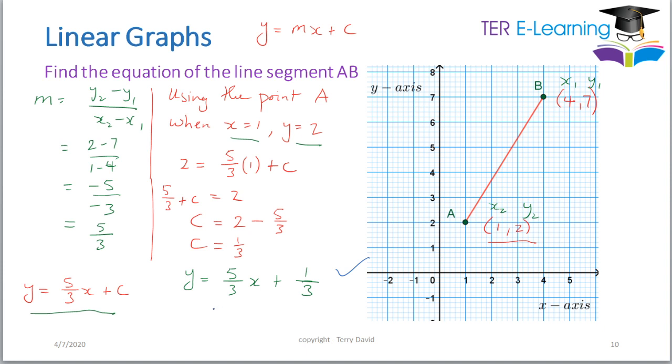Alright? So some of the students, what they do, they get rid of the fractions. One way of getting rid of the fractions here is to multiply my entire equation by 3. Right? If I multiply every single thing by 3, I'm going to end up with 3y is equal to 5x plus 1. Right? And what I want you to know is that this is also correct. Right? So keep that in mind. Any one of those answers will be the equation of the straight line. Right?